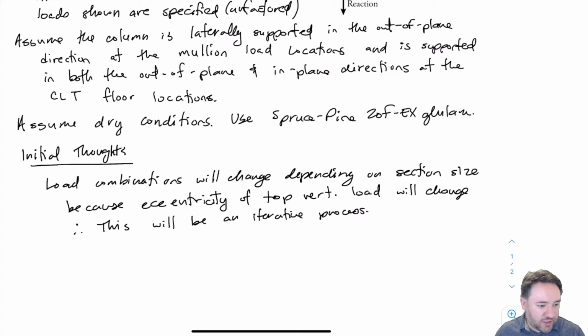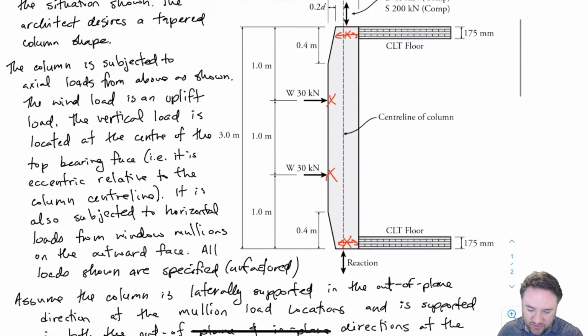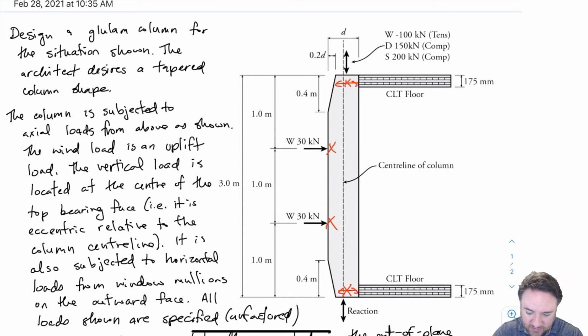Okay, so as I mentioned, the load combinations are going to change depending on which size we choose because of the eccentricity of the top vertical loads. I already mentioned this eccentricity between this location and this location. This eccentricity is going to cause a moment, and the size of that moment is going to change depending on the size of the member because the eccentricity is going to change depending on the size of the member. So how do we even get started?